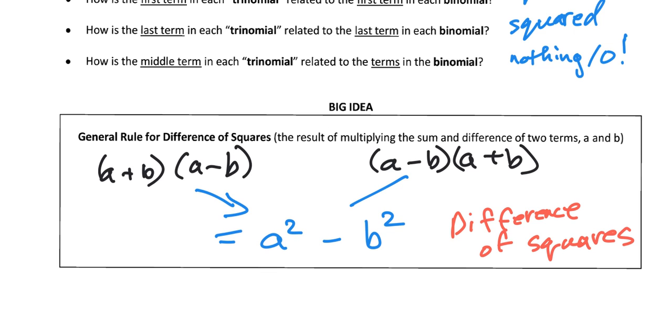So if you think about it, if I have a plus b, a minus b, I get a squared minus b squared. If I get a minus b, a plus b, I also get a squared minus b squared. And we call that a difference of squares because the first term is squared and the second term is also squared, but there is a difference between them, and that's it. So now I want you to go and work on the problems from the homework.